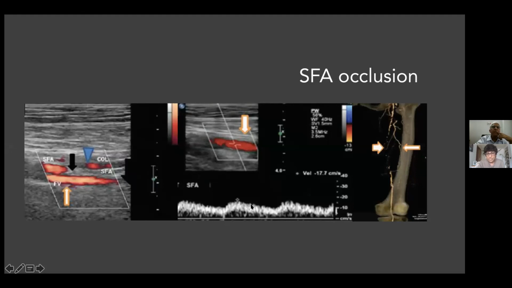This is the parvus tardus, collateralized flow pattern seen in the popliteal artery. And this is a CT angiogram of the same image. This is eminently reconstructible by endovascular interventions. So you can also decide whether this patient should be subjected to endovascular therapy or an open surgical maneuver.